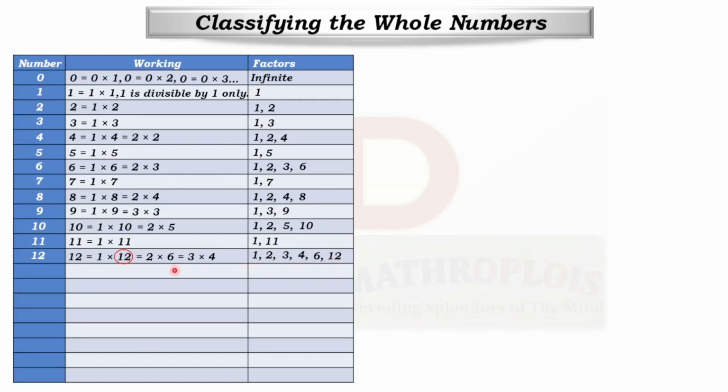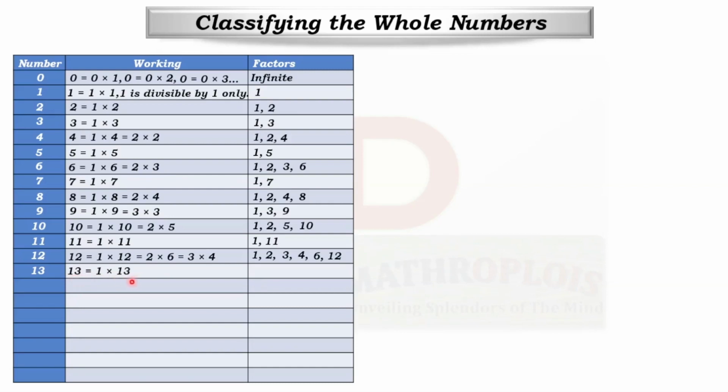Next number is 13. Let us find out all possible factors of 13. 1 multiplied by 13 is equal to 13, and there isn't any other factor of 13.